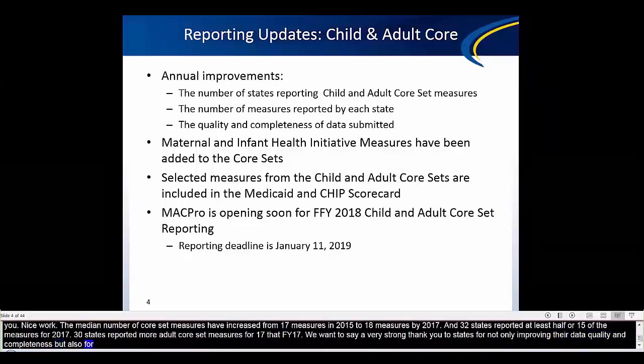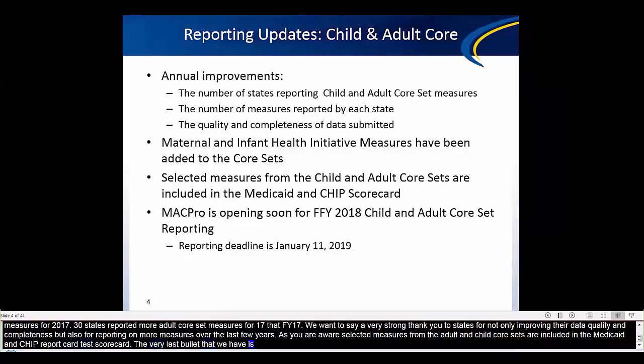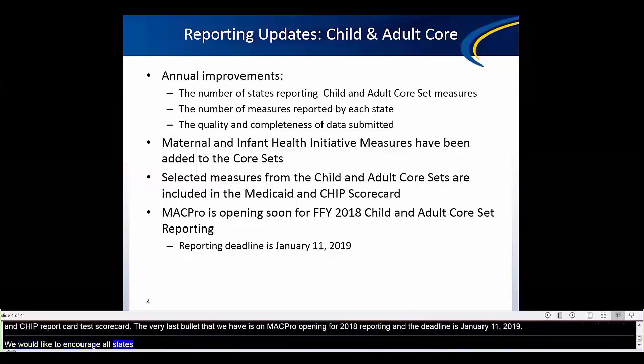As you are no doubt aware, selected measures from the adult and child core sets are included in the Medicaid and CHIP scorecard, which has come out recently. And I'm sure that you've noticed the very last bullet that we have on there that says MACPro is opening soon for our 2018 reporting, and that our reporting deadline this year is January 11th of 2019. We'd like to encourage all states to complete their reporting by that time. Next slide, please.